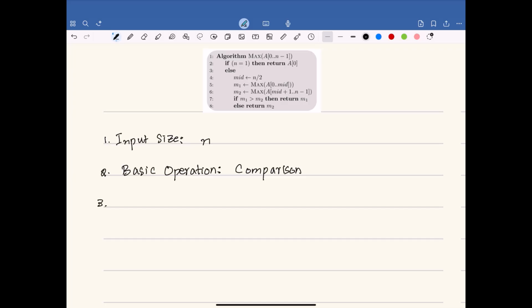Step 3 is determining the analysis type. Since the number of comparisons depends only on n and does not depend on specific values of the array, then the analysis is every case. And step 4 is finding the time complexity.